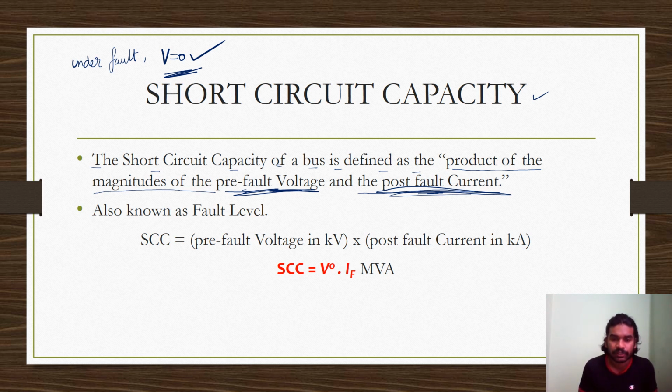This short circuit capacity is also known as the fault level. Short circuit capacity SCC is equal to the pre-fault voltage in kV times the post-fault current in kilo amps. Then the short circuit capacity is given by this formula: V0 is the pre-fault voltage and IF, in MVA, because kilo into kilo gives mega.